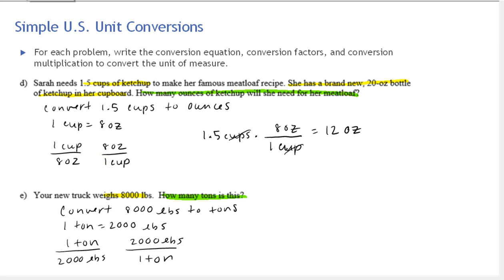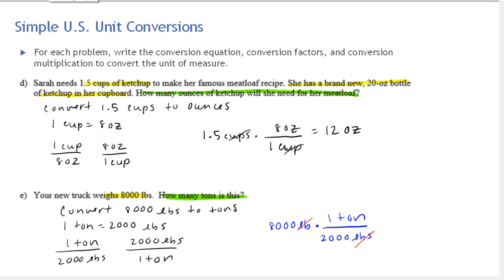So now let's see which one we need to use. We want to convert 8,000 pounds, so we're going to start with 8,000. Put our multiplication, set up our fraction. We want pounds to cancel, so we want that in the denominator, so that would be this one. 2,000 pounds, and 1 ton goes on top. I double check that the pounds cancel, 1 on top, 1 on bottom, so I will be left with tons.